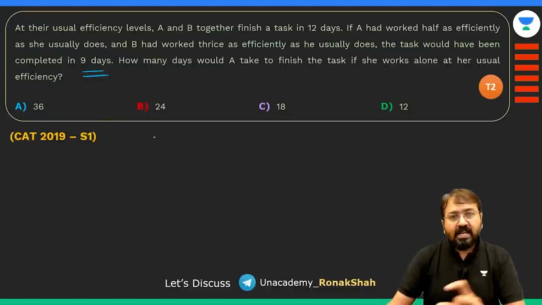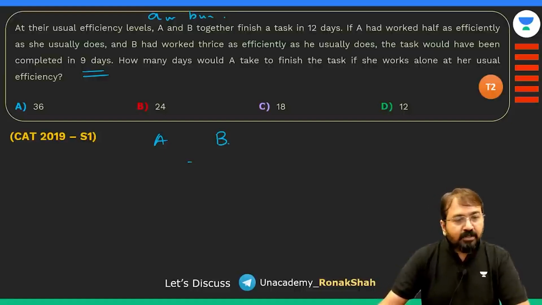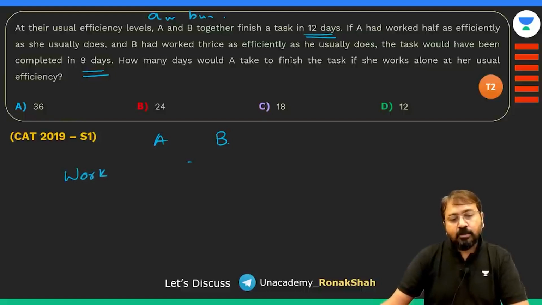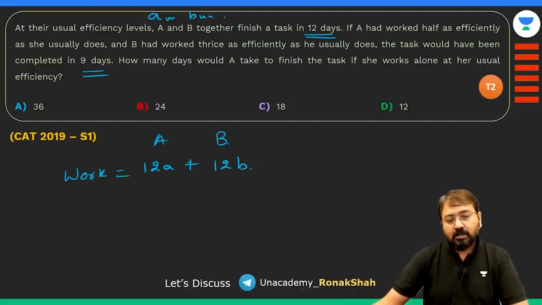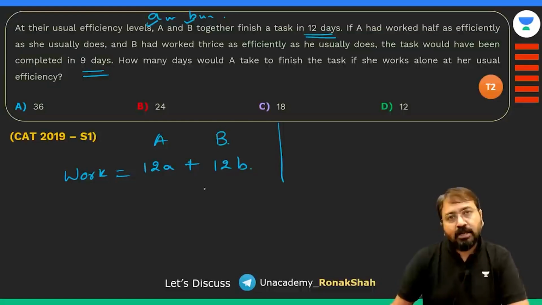So what we can do is, I'll show you a different approach. Let's do it this way. Suppose A does a unit work per day, and B does b unit work per day. Let me just write it over here. So we are told that together they are finishing the work in 12 days. So can I say the work should be equal to 12a plus 12b? Yes or no? This is my total work, because A and B, when they are working at their usual efficiency, will be completing a unit and b unit work per day. So in 12 days, they will be completing 12a plus 12b units of work.